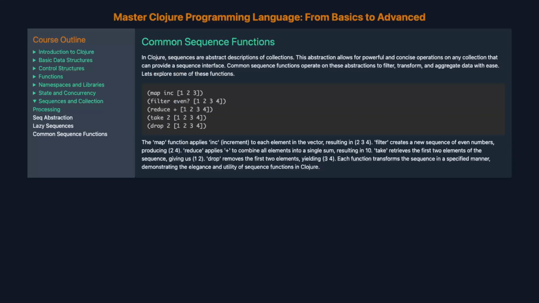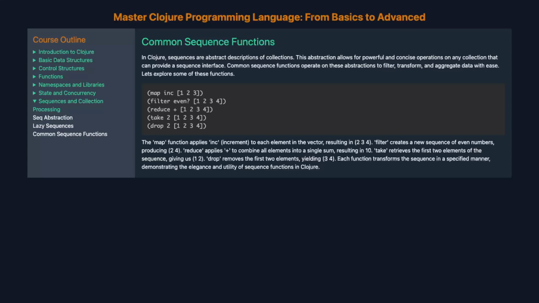Common sequence functions. In Clojure, sequences are abstract descriptions of collections. This abstraction allows for powerful and concise operations on any collection that can provide a sequence interface. Common sequence functions operate on these abstractions to filter, transform, and aggregate data with ease. Let's explore some of these functions.